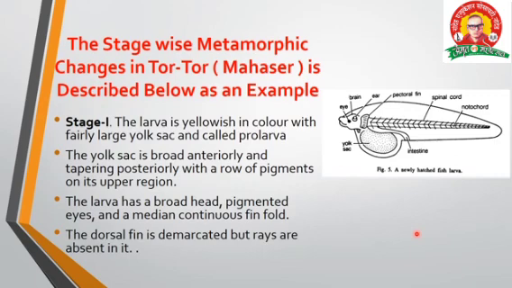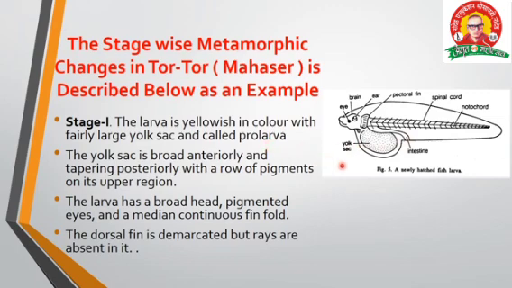Then the stage-wise metamorphosis changes in tortoise, that is marshal fish, are described below as an example. On my right-hand side is the newly hatched fish larva. Here we see the eye, brain, pectoral fin developing, spinal cord and the notochord, intestine, and this is the yolk sac.